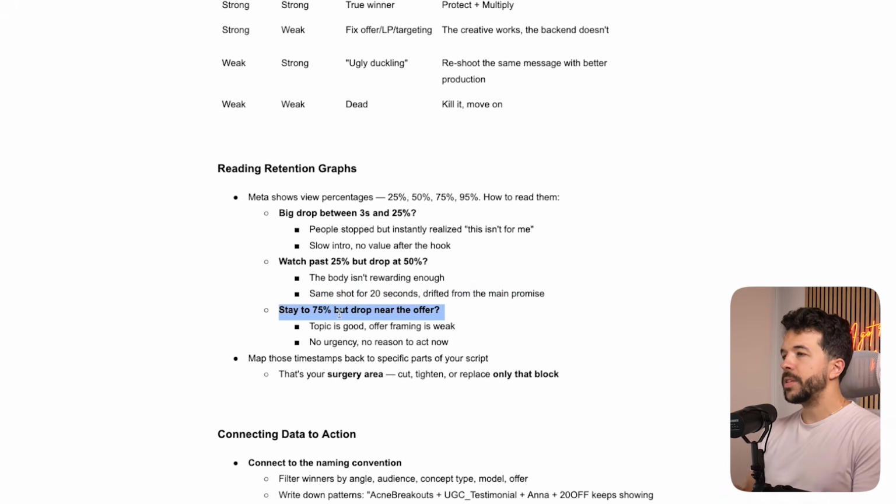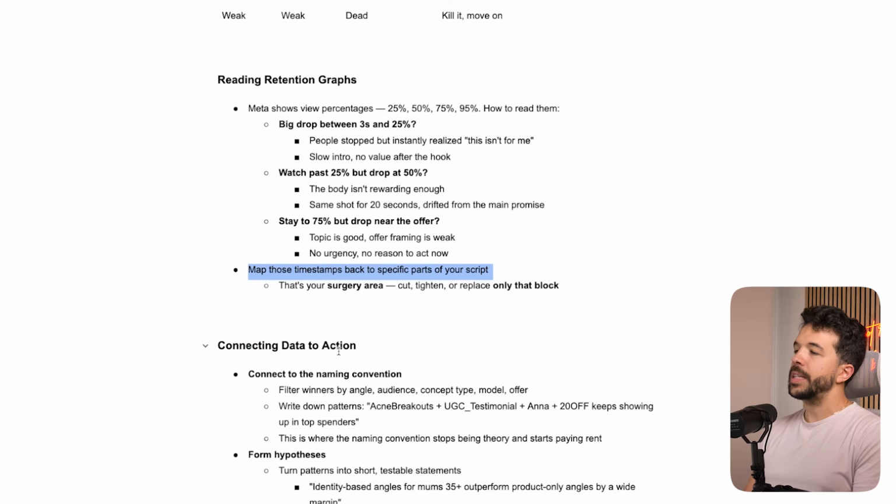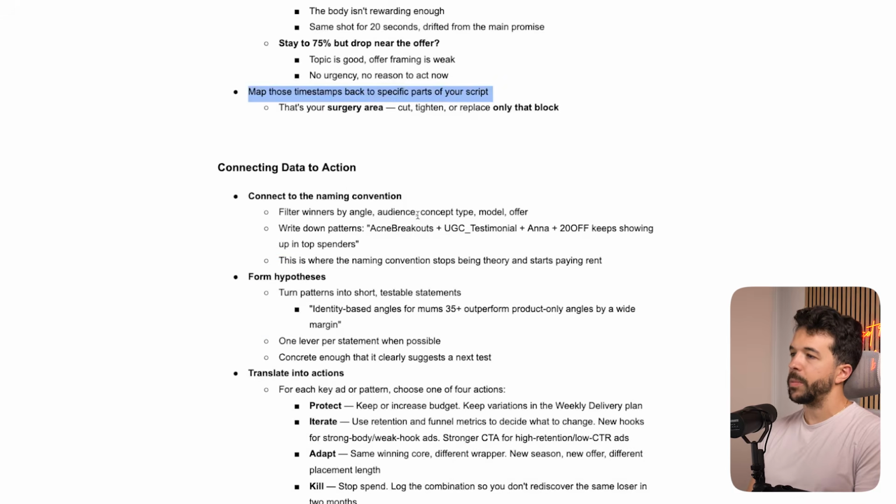Stay to 75%, but drop near the offer: the topic is good, the offer framing is weak. There's no urgency, no reason to act. So these are all things you can use to understand where your best performing ads, where your low profile winners are, and how to fix them, as we said before. Then what you want to do is map those timestamps back to specific parts of your script, and that is the surgery area. This is where you want to cut, tighten, or replace only that specific block.